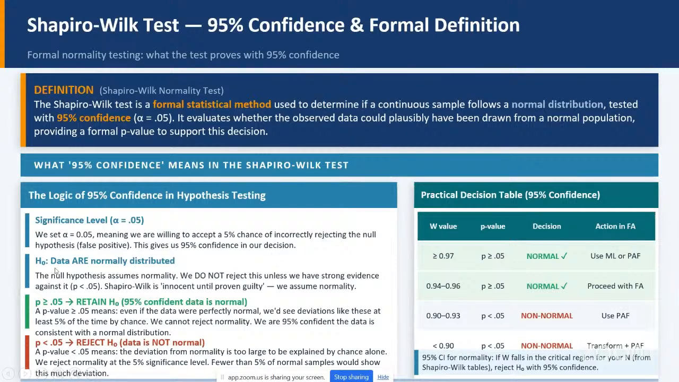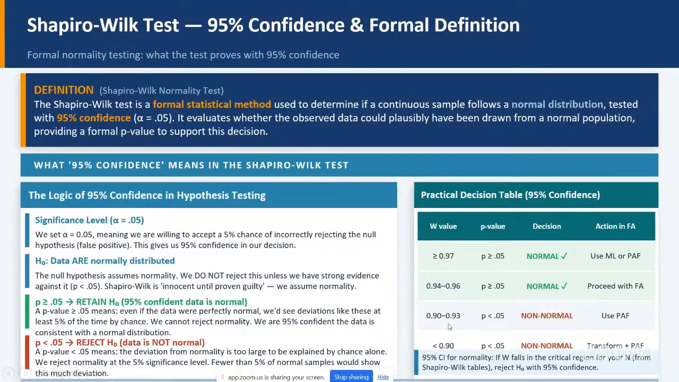So what is our H0? That data are normally distributed, and H1, that is the alternative hypothesis, is not normally distributed. These are the threshold. Like if the p value is greater than 0.05, then we are 95% confident that the data is normal. If it is less than 0.05, we will be rejecting the null hypothesis, then the data is not normal.